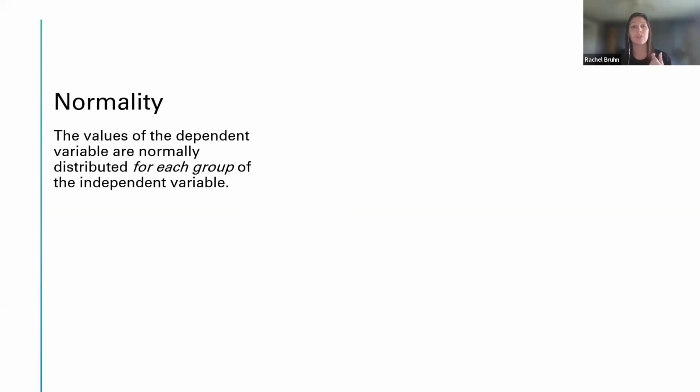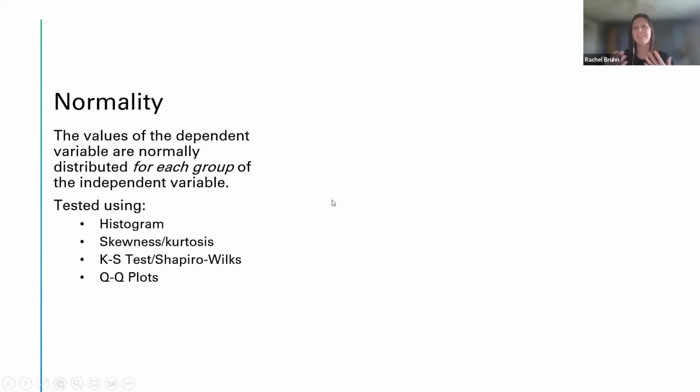Another assumption is the assumption of normality. This is the idea that the values of the dependent variable are normally distributed. They form that bell-shaped curve for each group of the independent variable. We test this in a number of ways, meaning we don't just look at one. A lot of times I'll see students that'll just create a histogram. They're like, oh, looking at this histogram, it's met. So we typically have multiple points here to justify that it's normally distributed.